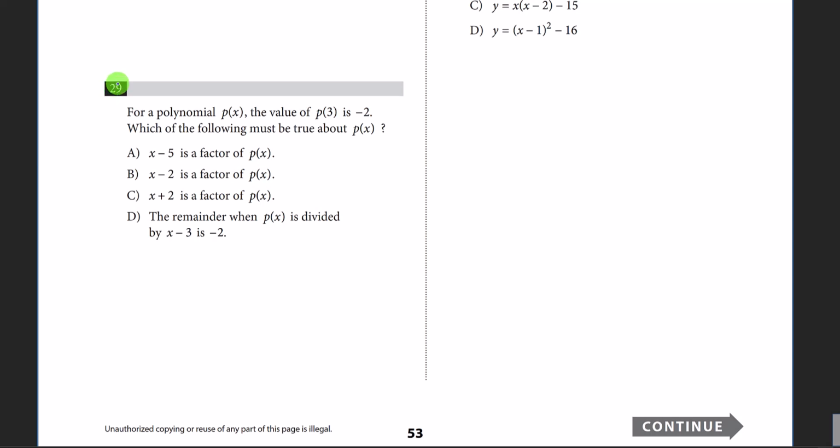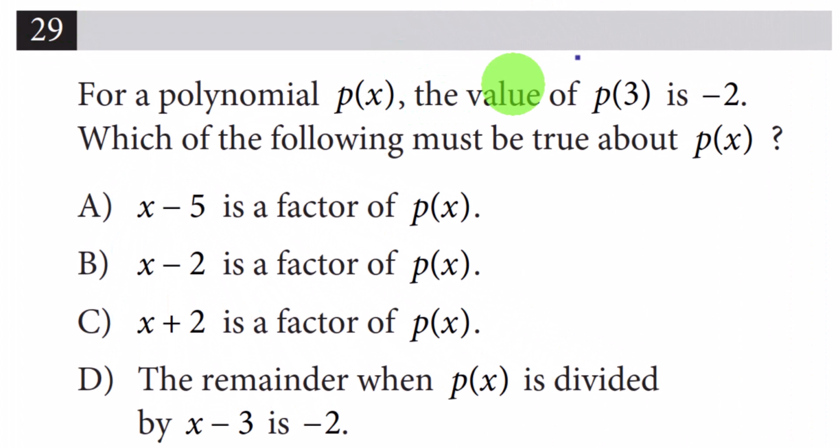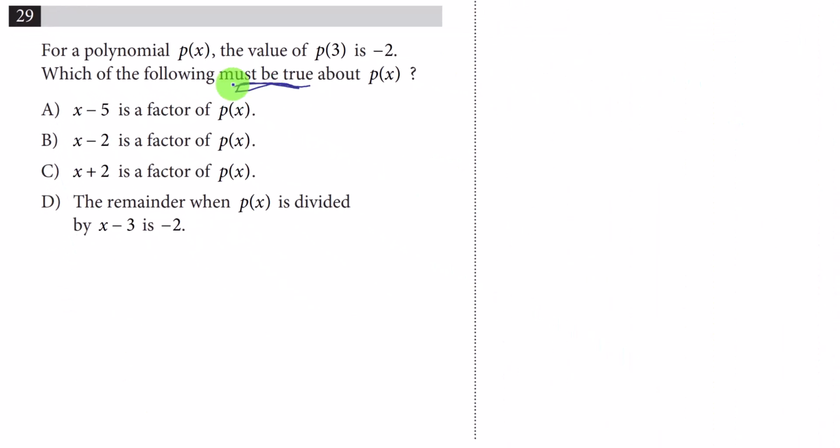Question number 29. This is actually a very strange question. You've got a polynomial and they tell you P of 3 is -2. Which of the following must be true about this polynomial? The only thing we know is that P of 3 is -2. I'm going to show you what that looks like. That means at an x value of 3, you have a y value of -2. That's the only thing we know about it. So which of the following must be true?